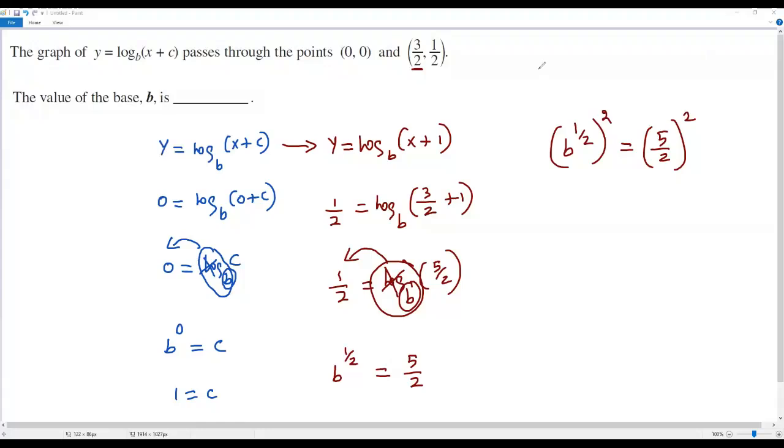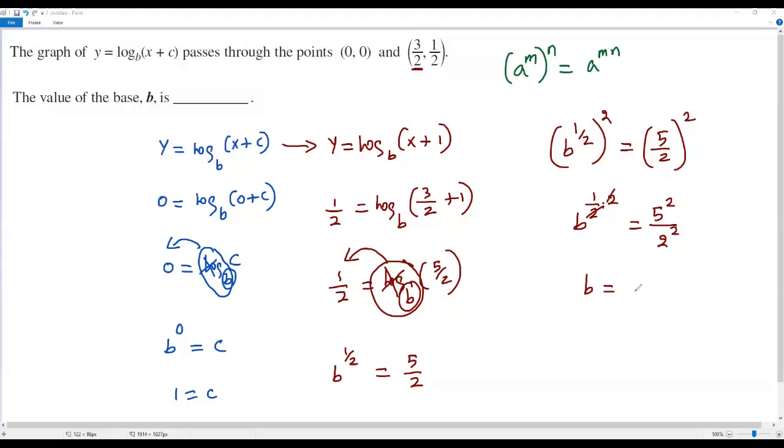Let's consider the power of a power rule in exponents: a to the m, whole to the n. Whenever we have two exponents like this, we can multiply them. So we multiply the two exponents 1/2 and 2, and I get b to the power 1/2 times 2. On the right side, we have an exponent on a fraction, so the exponent can be distributed to the numerator and denominator, giving 5 squared over 2 squared. The 2s cancel out, and I get b to the first power.